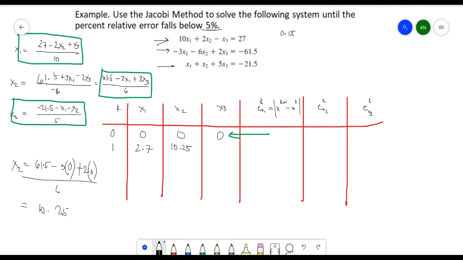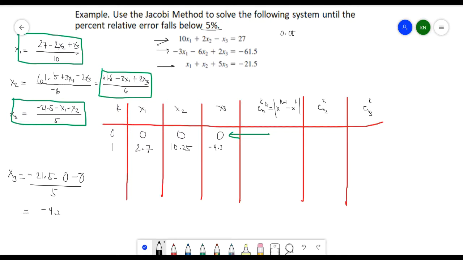Now, we also have the x sub 3, which is equivalent to negative 21.5 minus x sub 1. Again, our x sub 1, the value that we need to use is 0. And for the x sub 2 as well. So we have divided by 5. So this gives us the result of negative 4.3. So that is what we will be going to write here, 4.3.